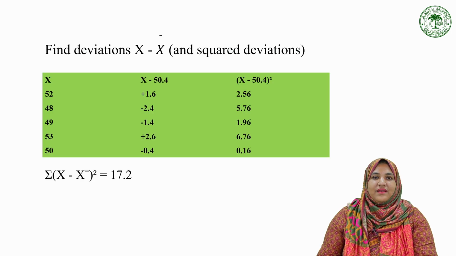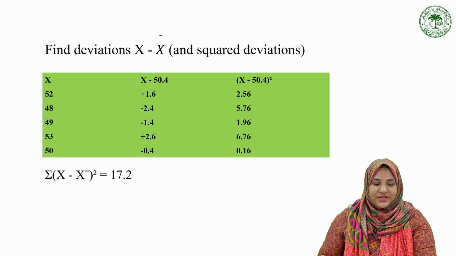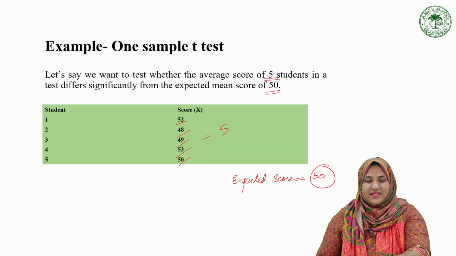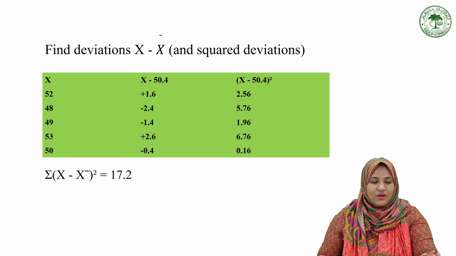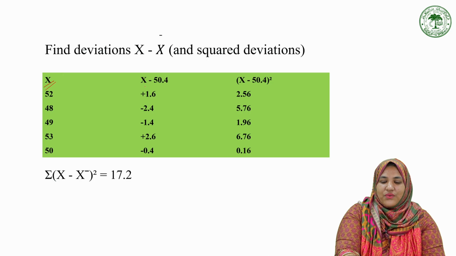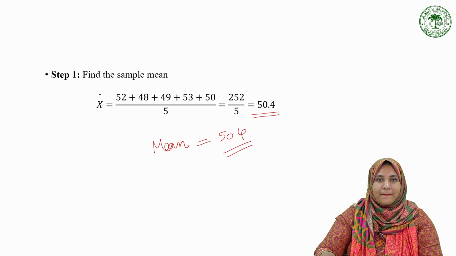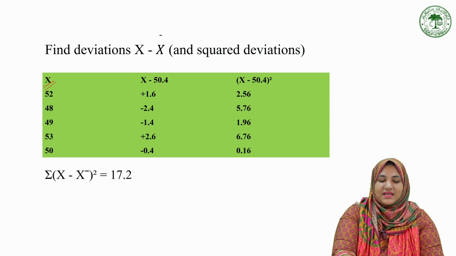We found out the mean, and now we are finding out the deviations. So how are we finding out the deviations and the squared deviations? Let's see. Here this is the same score, 52, 48, 49, 53 and 50, right? These are the same scores, which are denoted as X. X is the score that we know. Now we are subtracting 50.4. What is 50.4? 50.4 is the mean, isn't it? So here we are subtracting the mean from the score.